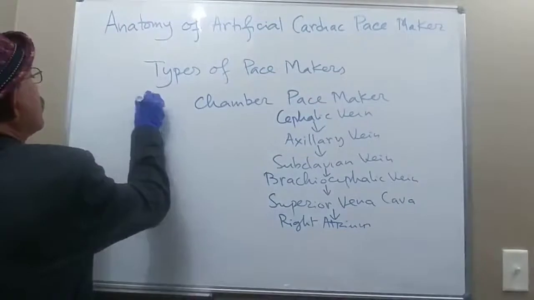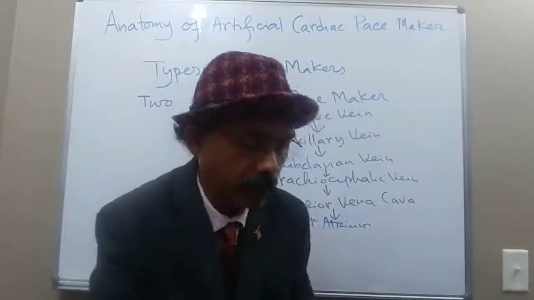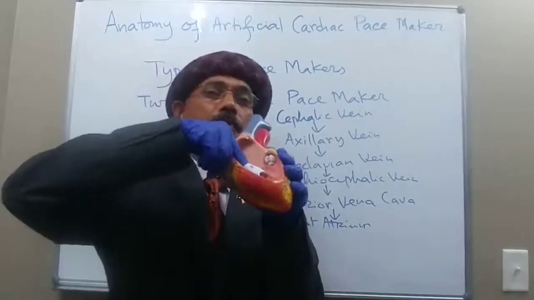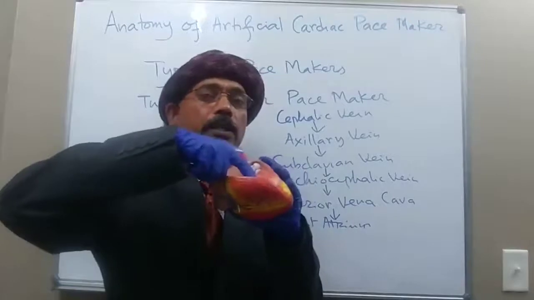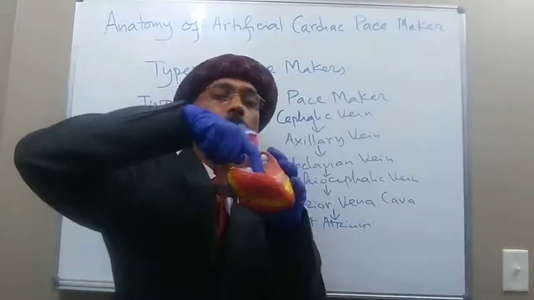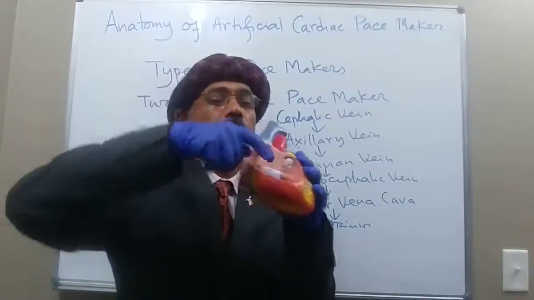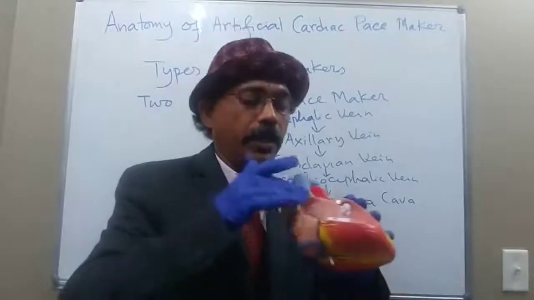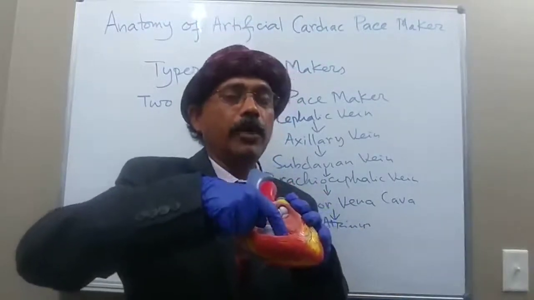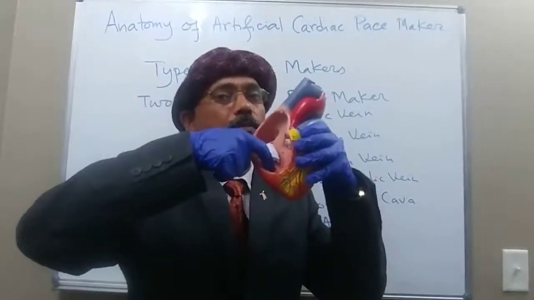If it is a two-chamber pacemaker, then one of the leads will be here, and another lead should go through the tricuspid valve to the right ventricle. The wire will be fixed to the trabeculae carneae of the right ventricle. So from the right atrium through the tricuspid valve to the right ventricle, the wire should be fixed to the trabeculae carneae in the wall of the right ventricle.